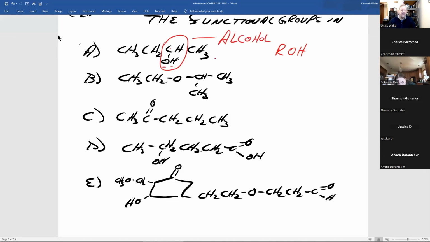Now, if you circle the next carbon or two, don't worry. Let's look at B. Look for what's different. Oxygen. Carbons here and here. You don't have to do this, but I will. What is this? It's an ether.